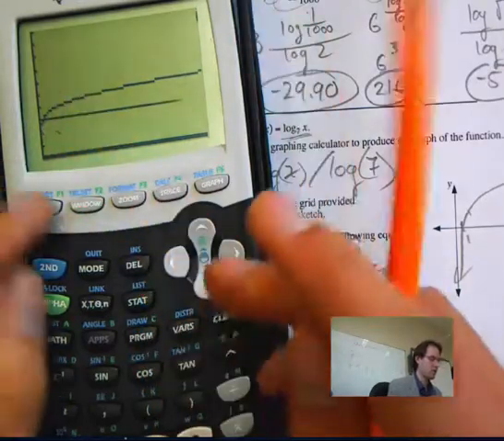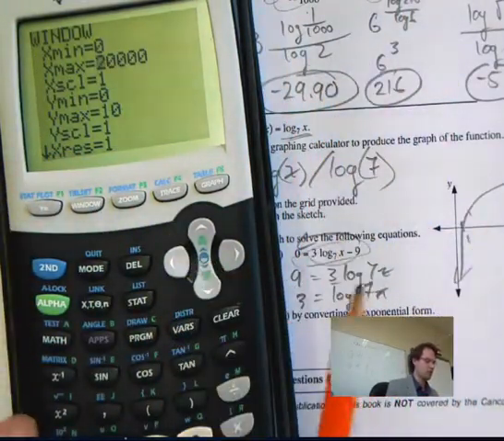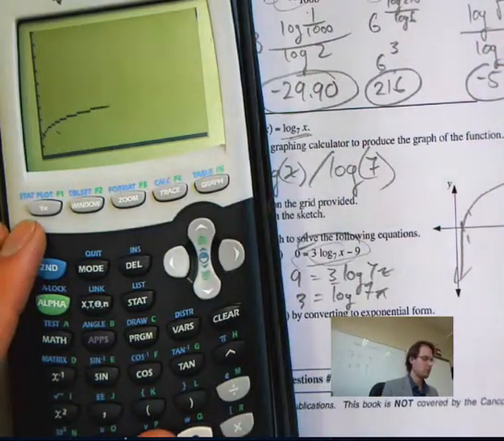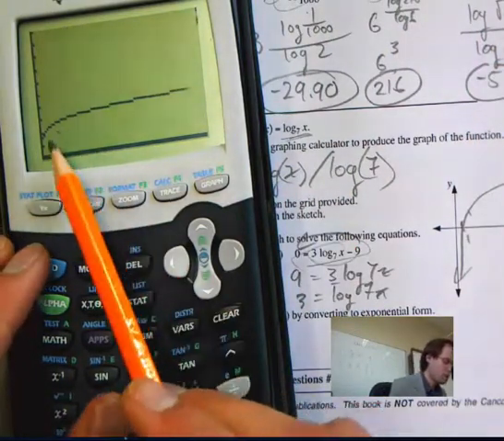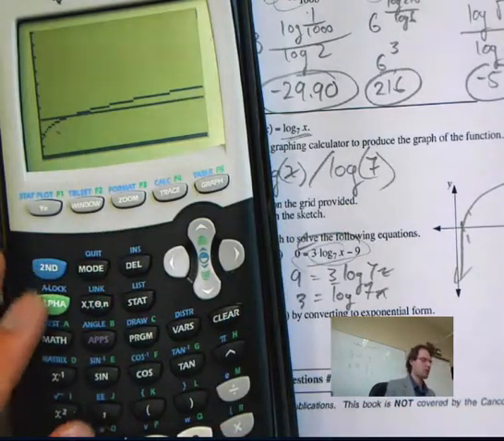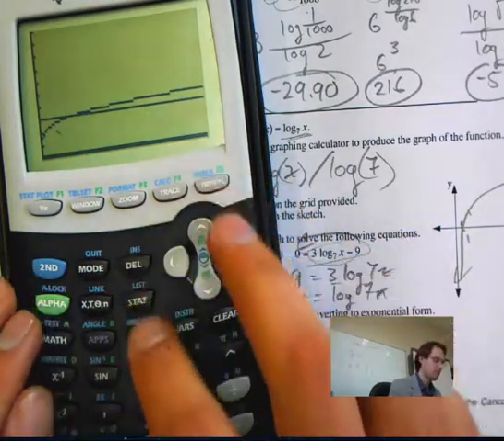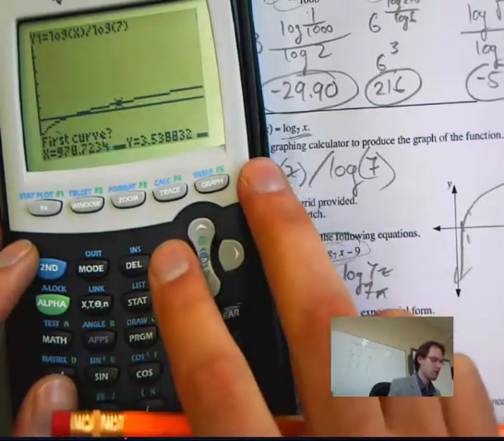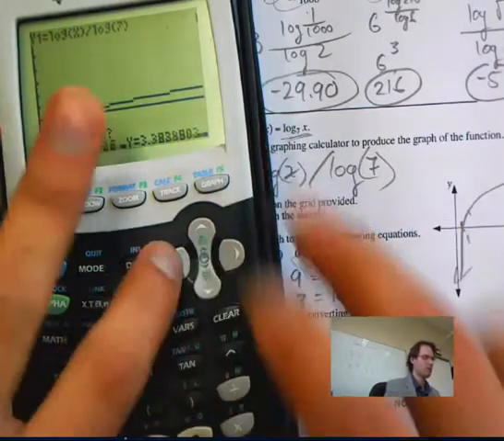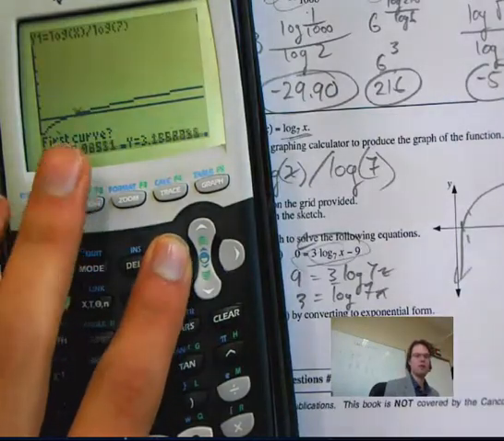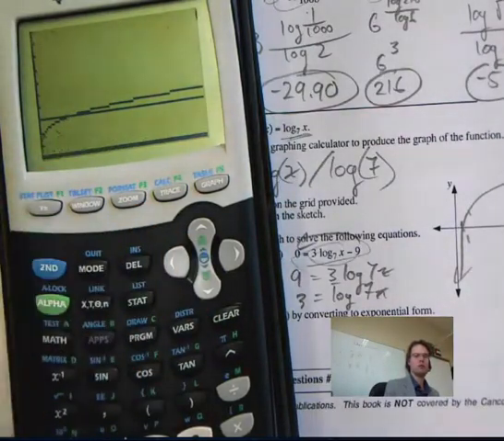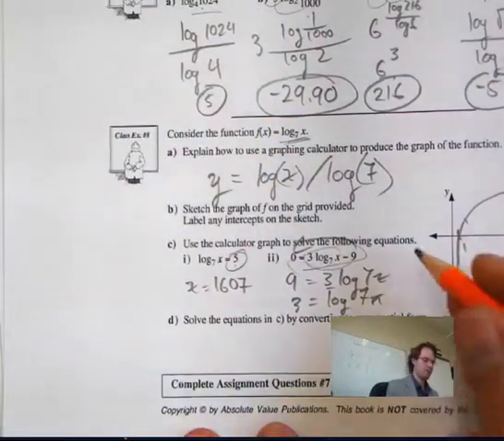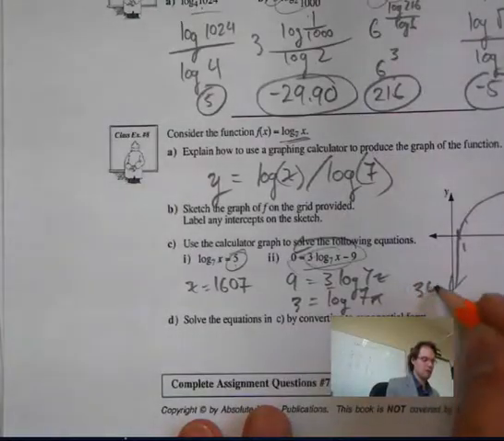And it's way over there. So I'm going to change my window. I'm going to just put maybe 2,000. So 20,000. Maybe that wasn't high enough. Yep. And now we're going to calculate my intersect. So I'm going to go when y is closest to 3, which is right there, and just guess. Oh, we get 343. So it's equal to 343.